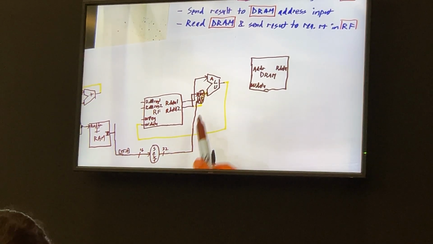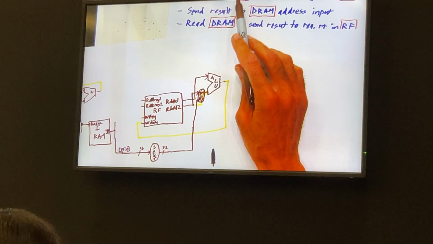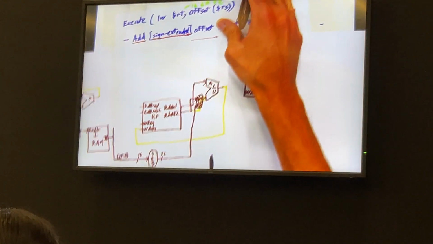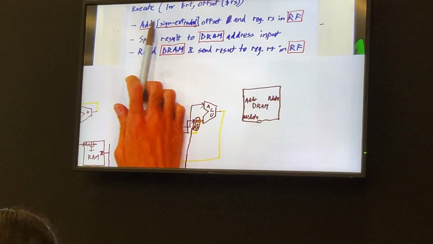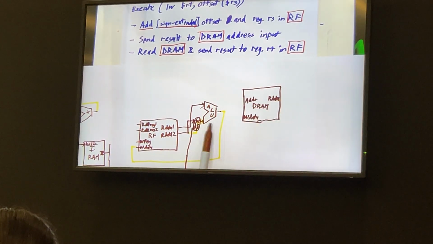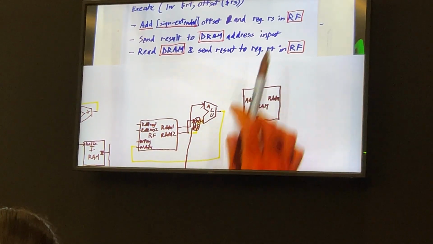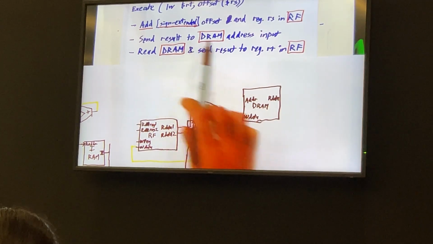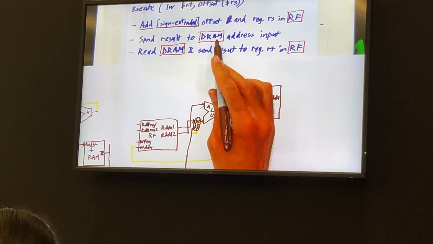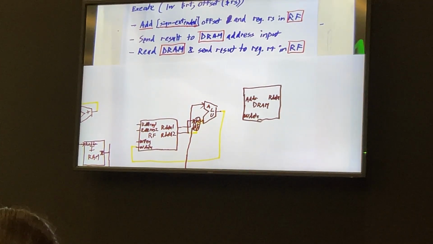Okay, so now, that's the first line, because the add is going to be done by the ALU. Now we want to send that result of the ALU to the DRAM address input. Well, that should be easy enough.